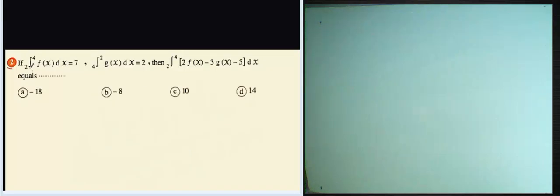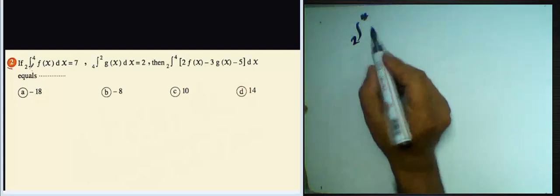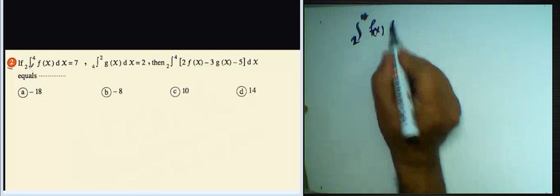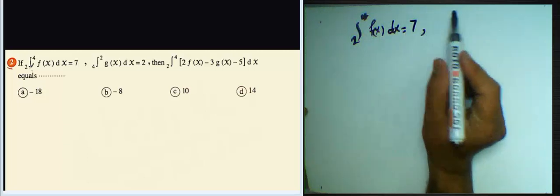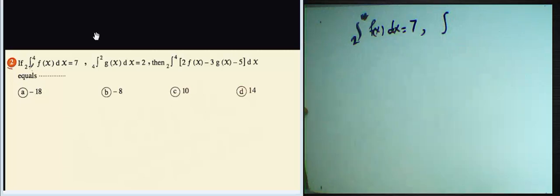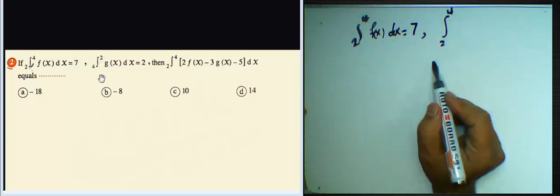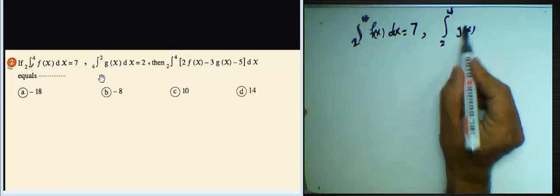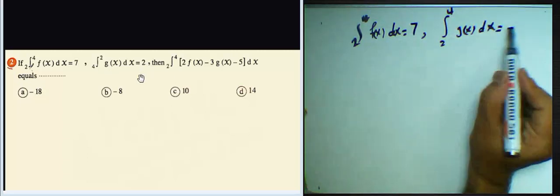Question number 2. If the integration from 2 to 4 of the function f of x dx equals 7, and the integration from 4 to 2 of g of x dx, we can replace them here. Write 2 and 4, beginning at 2 and ending at 4, for this function g of x dx. It will be the inverse of the result here. It will be negative 2.